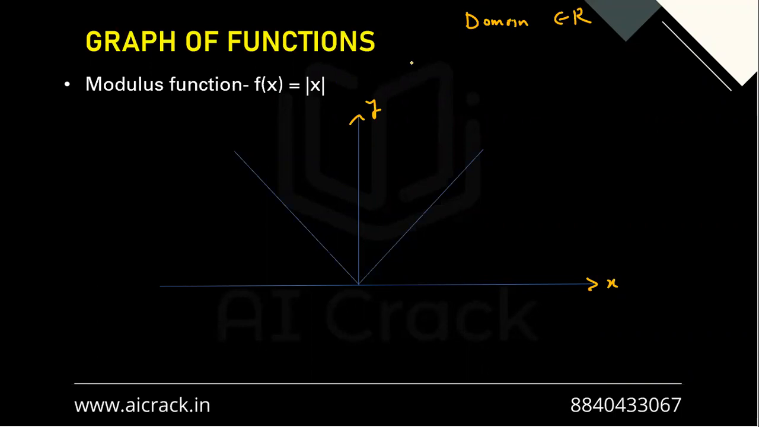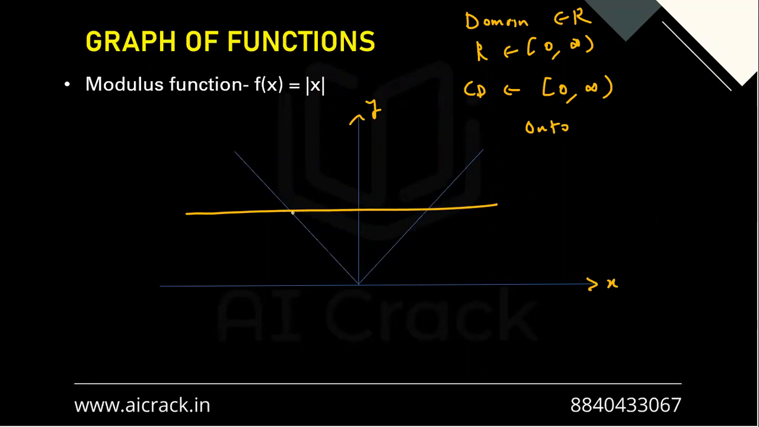There are no restrictions. Now if we talk about the range for modulus x, range is clearly 0 to infinity. 0 is included, that is square bracket. Now if we talk about codomain, let's say codomain is also 0 to infinity. If this is codomain, then this is an onto function, right? Now talking about many-one, this is clearly a many-one function. In every case, this is a many-one function.